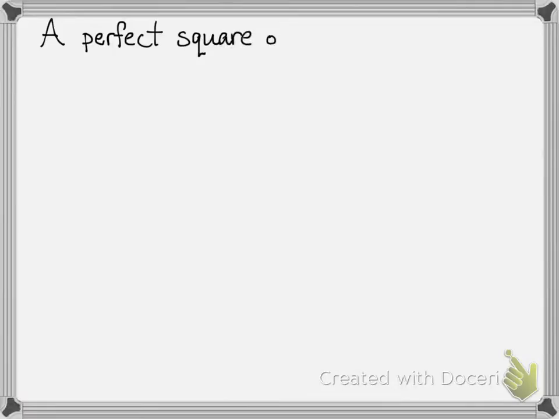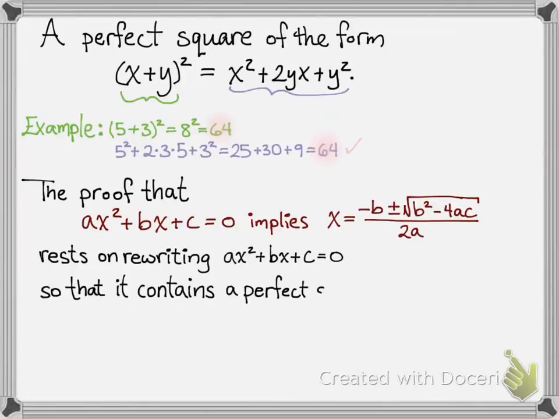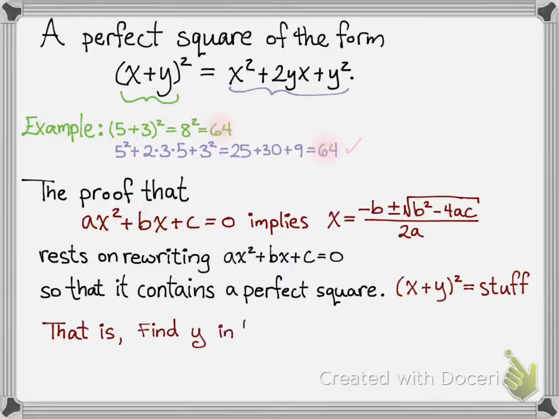The proof rests on rewriting the left-hand side so that it contains a perfect square. In other words, we want to get something of the form x plus y quantity squared is equal to stuff. And the stuff will be some numbers. That is, we want to find y in terms of a, b, and c. And here you can see I've identified we want to find the y up at the top in terms of the a, b, and c in the equation.